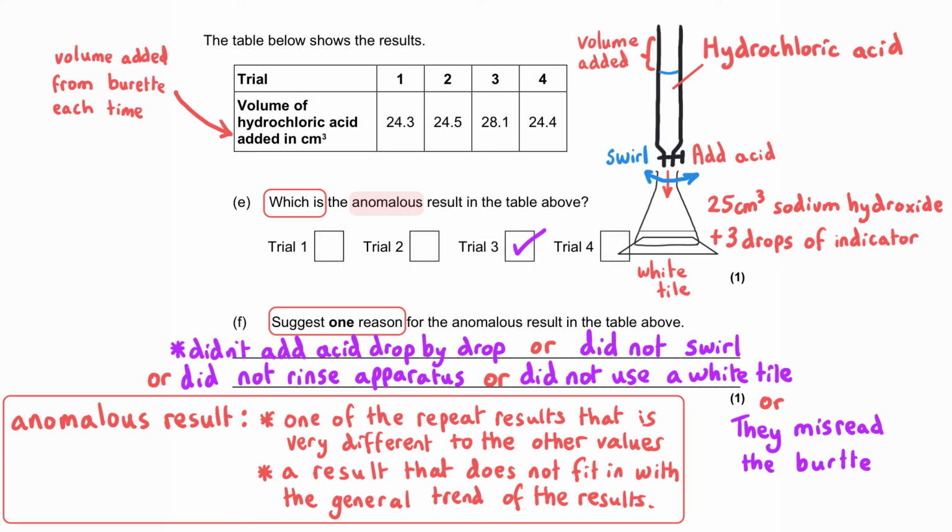Or one final thing that we could say is that maybe they misread the burette when they were seeing how much they'd added during the titration, or they could have misread the pipette in the first place and maybe added too much alkali to the conical flask, which is why we needed to add more hydrochloric acid from the burette than we were expecting. Any of those things, absolutely fine. We only need to say one of them, that's in bold, 1 mark for any one of these suggestions.